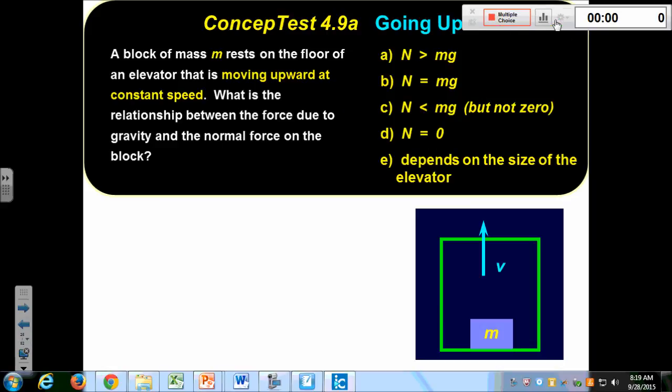Let's try this one. A block of mass m rests on the floor of an elevator that is moving upward at constant speed. What is the relationship between the force due to gravity and the normal force on the block?